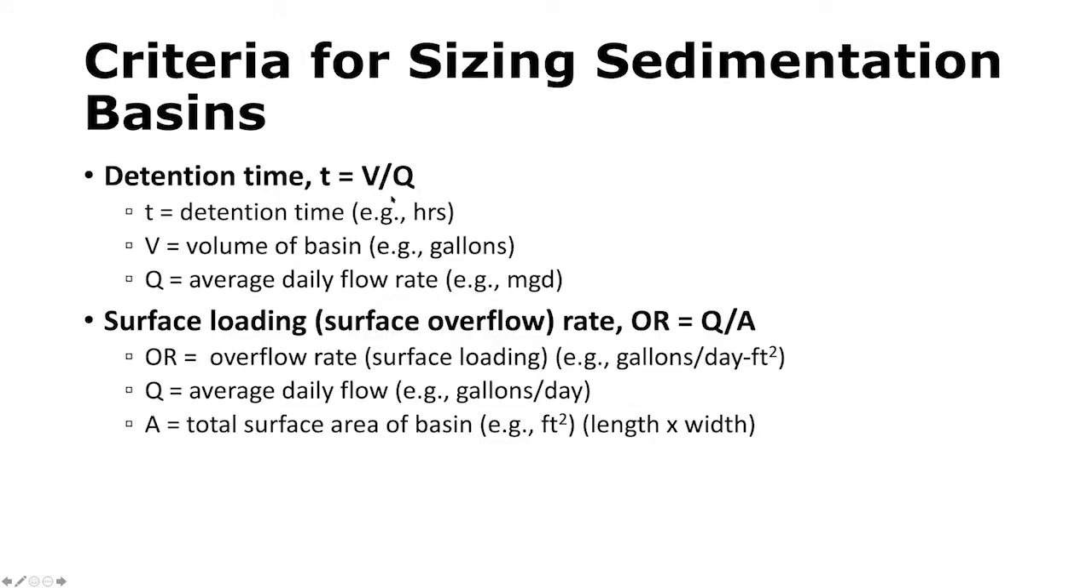So the criteria that we use for sizing sedimentation basins are based on the detention time, as we mentioned. So you have the detention time of a basin, and we can express that in hours. The longer the detention time, the better settling performance we're going to get, because we're giving more time for those slower settling particles to settle down to the bottom. It's also based on the surface loading rate, which is what we call the overflow rate, right? And that's overflow rate equal to Q divided by A.